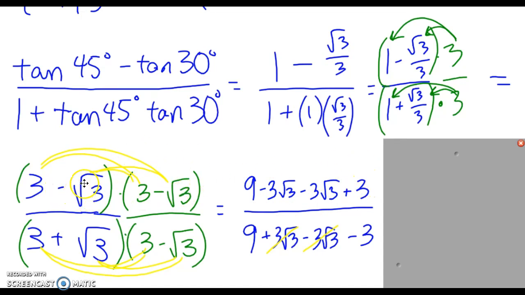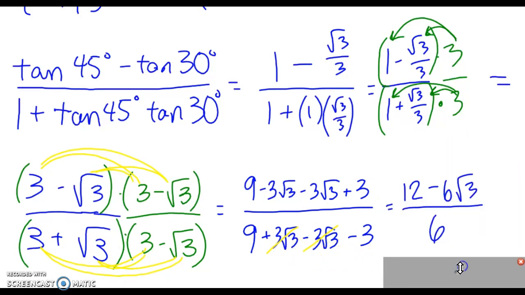This is negative square root 3 times negative square root 3. And negative times a negative is positive. Square root 3 times square root 3 is 3. I do a similar thing on the bottom to get the following. Those two middle terms there add up to 0.